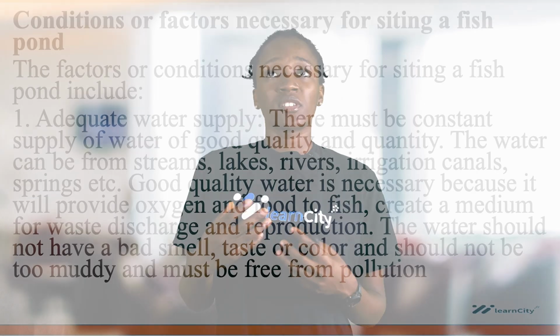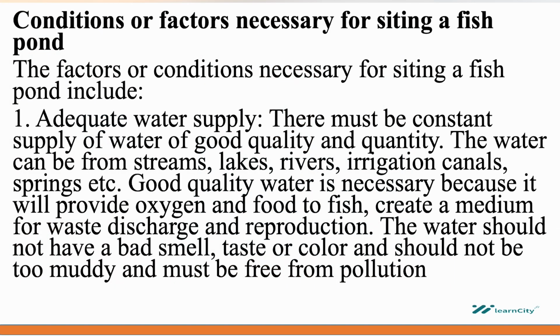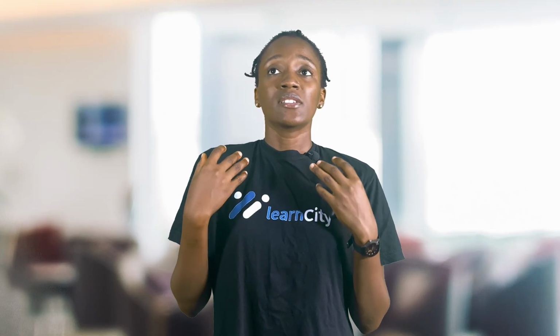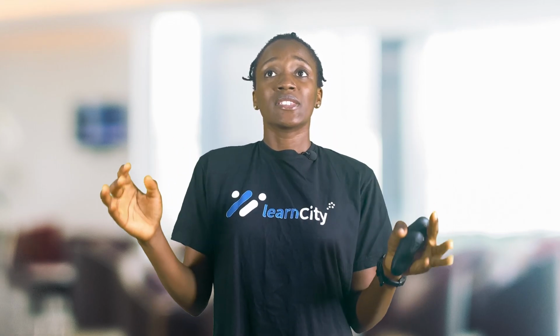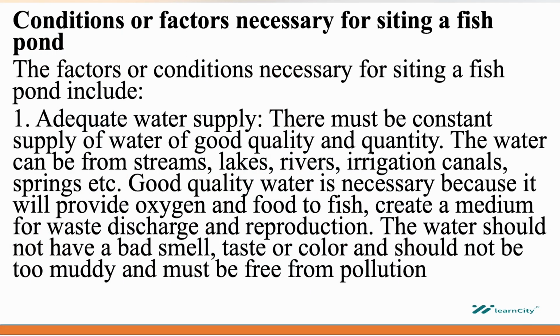Conditions or factors necessary for siting a fish pond. Before we can have a fish pond, before we can site a fish pond, before we can make use of a land for a fish pond, there are some factors we would have to consider for doing this. Number one is adequate water supply.